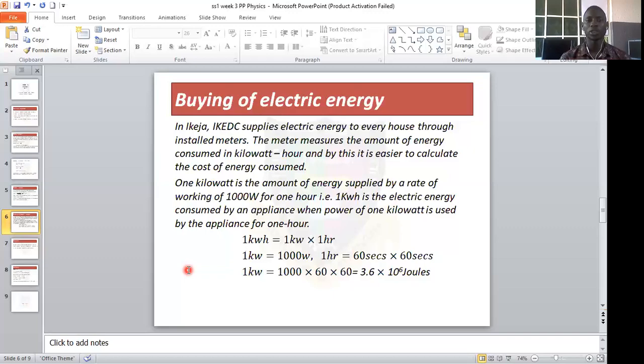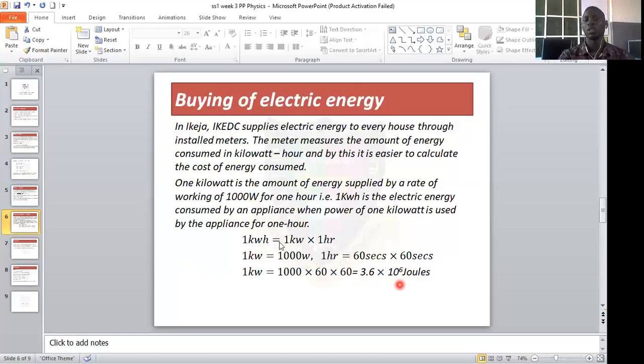It is the electrical energy consumed by an appliance when power of 1 kilowatt is used by an appliance for 1 hour. They want to calculate the amount of energy from 1 kilowatt for 1 hour. 1 hour is 60 times 60 seconds. So it is measured like this: 3.6 times 10 raised to power 6 joules. That is the energy in 1 kilowatt hour.